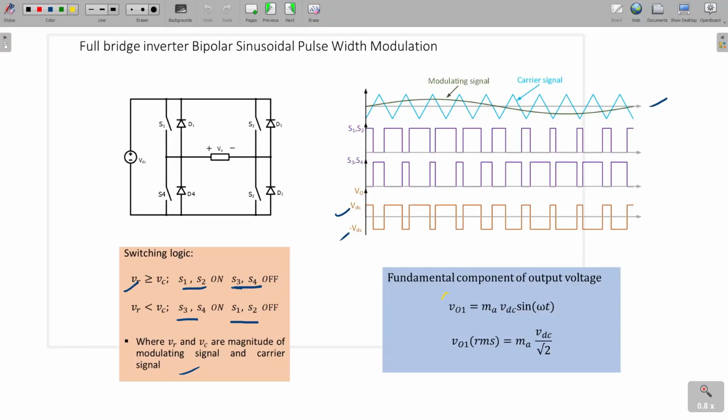So the formula will be the same here, but MA into VDC. Is it clear? It will be the same. Every other thing will be the same. So this we have to memorize here. Is it clear?